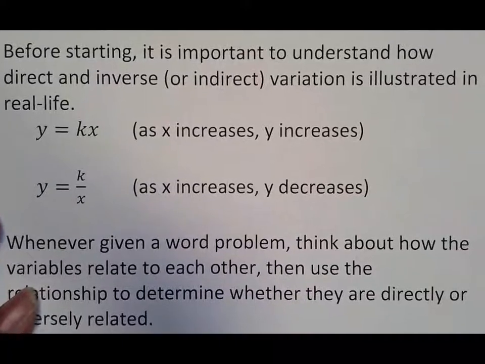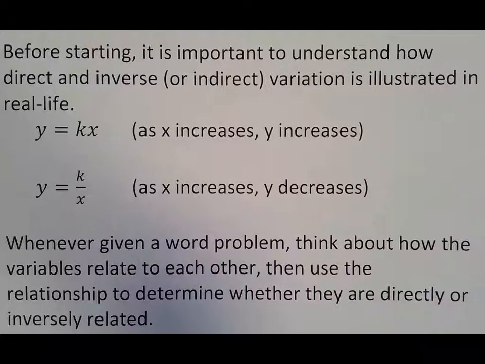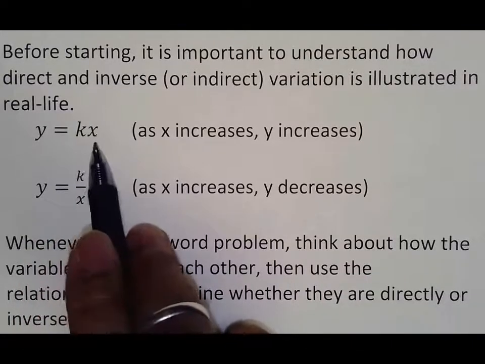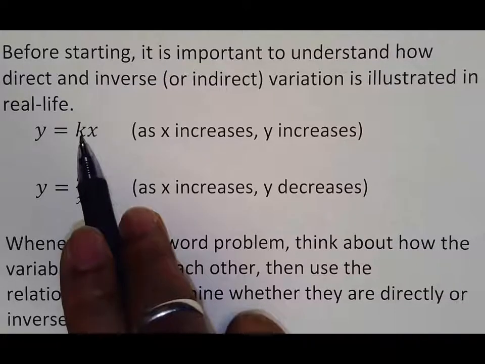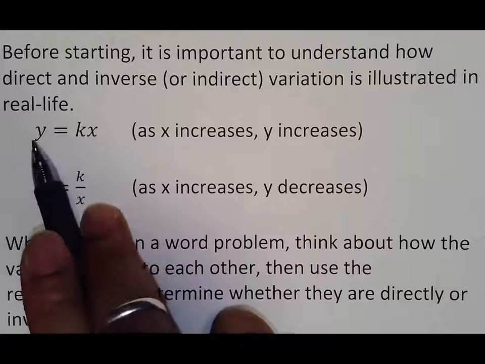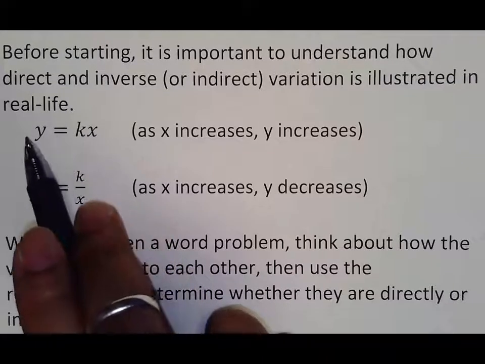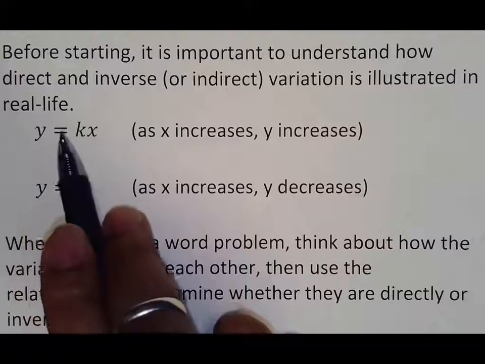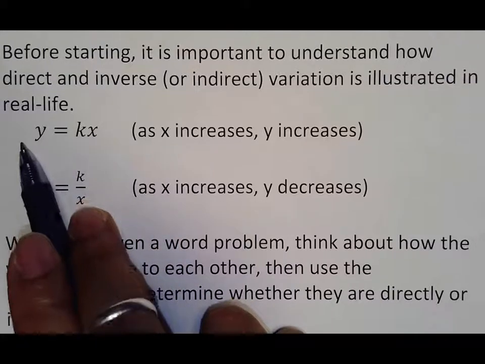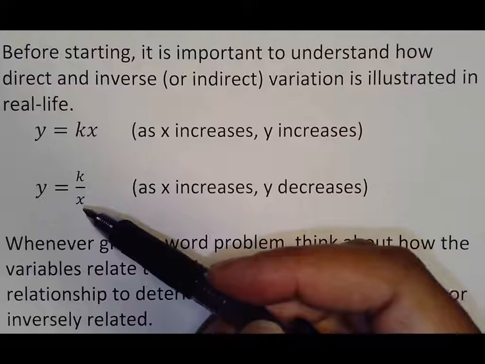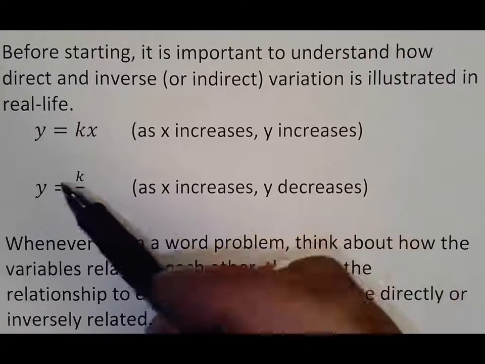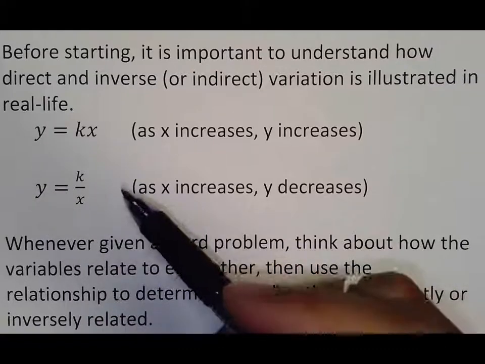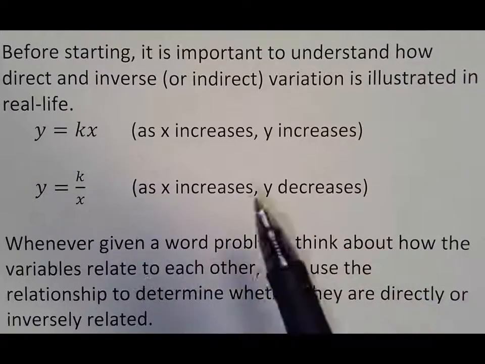Before we get started, it's important to understand how direct and inverse variation is illustrated in real life. If you had y equals k times x, regardless of what the constant is, let's say the constant is 5. If x is 1, then y will be 5. If x is 2, then y would be 10. If x is 10, then y would be 50. So as x gets higher, y gets higher. If you're dividing a constant by a number, as we learned with reciprocal functions, the higher the number you divide by gets, the lower the result gets. So whenever it's inverse variation, as x increases, y decreases.